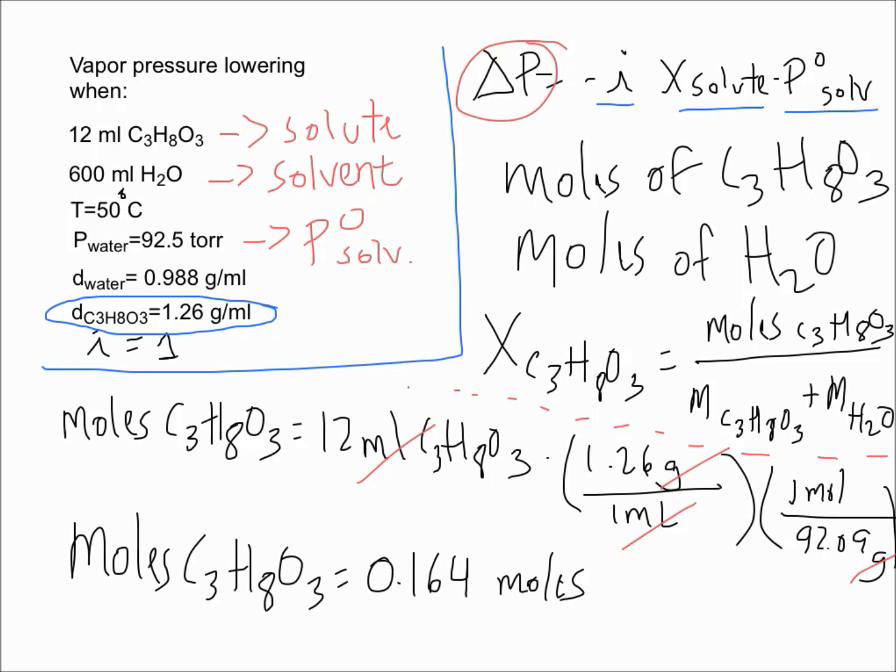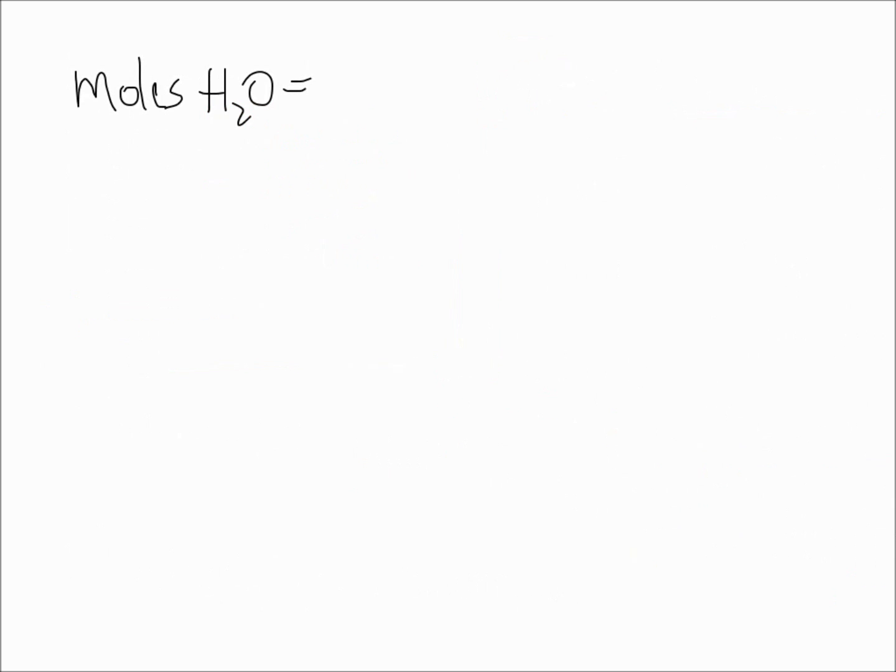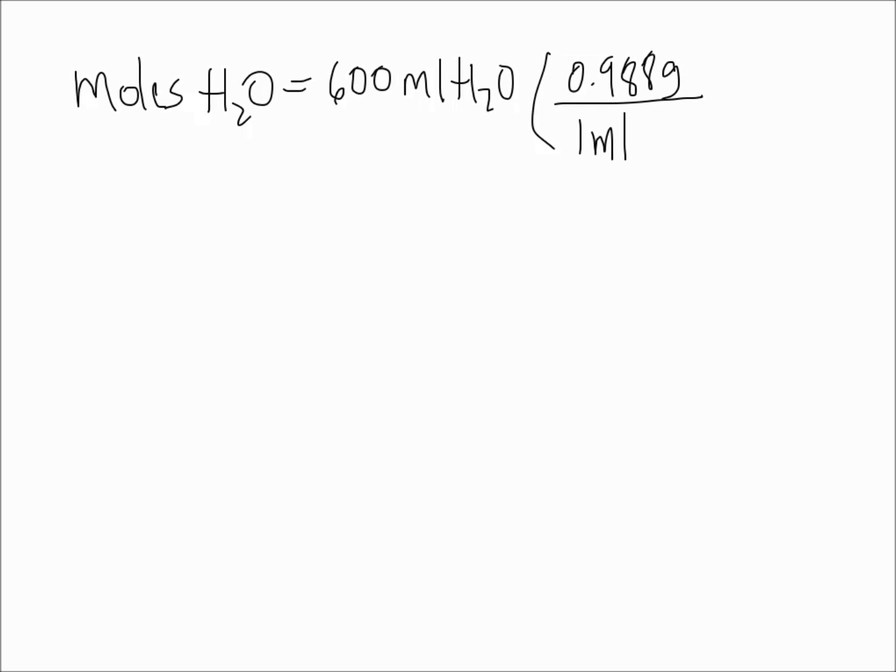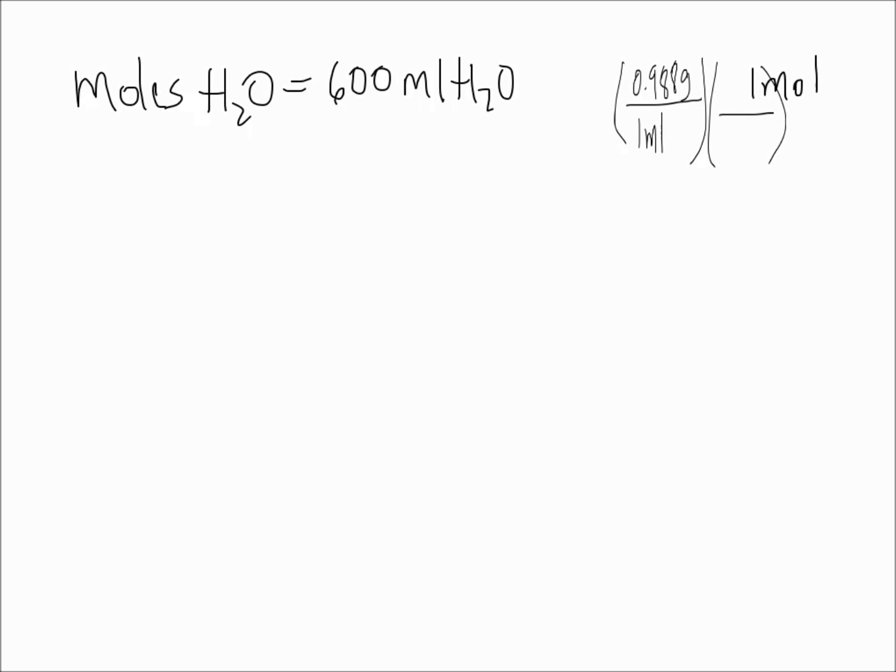Now we have to find the moles of water. We had 600 milliliters of water, and like before, we also had the density and the molecular weight, so that will be times 1 milliliter is 0.988 grams times 1 mole is 18.02 grams, and that is 32.89 moles of water.